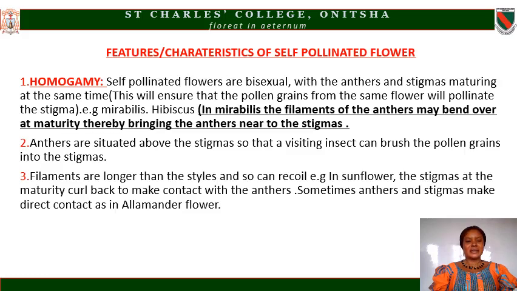In mirabilis, the filaments of the anthers may bend over at maturity, thereby bringing the anthers near to the stigmas. Number two feature is anthers are situated above the stigmas so that a visiting insect can brush the pollen grains into the stigmas. Number three, filaments are longer than the styles and so can recoil. Example, in sunflower, the stigmas at maturity curl back to make contact with the anthers. Sometimes, anthers and stigmas make direct contact, as in allamanda flower.